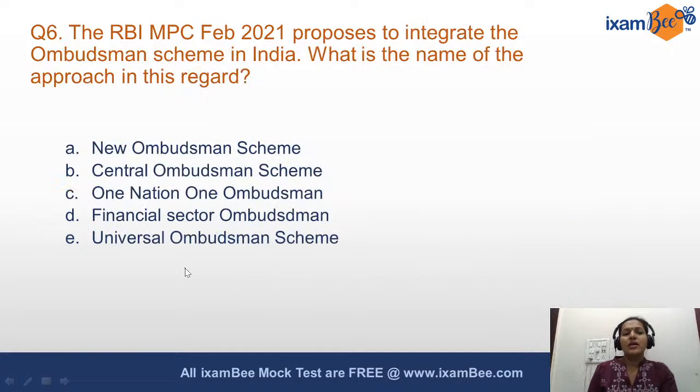Next question. So we had suggested that RBI is going to bring an integrated ombudsman scheme. What do they call it? What have they suggested the name as, or how have they presented it in the MPC? What is RBI calling this integrated ombudsman scheme? One way is, yes, integrated ombudsman scheme. They have also given another name. What is that name?